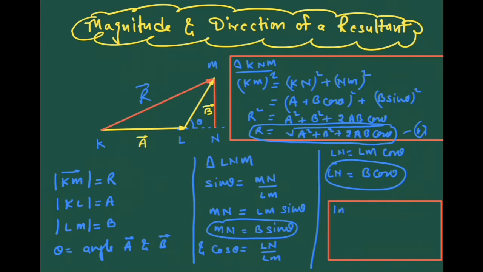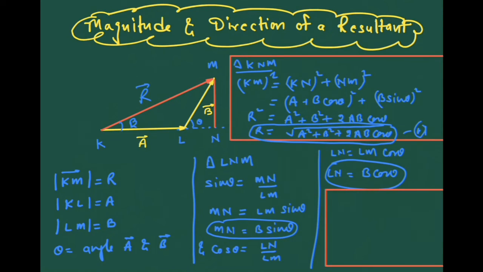Now direction. In triangle LNM, tan theta... for direction, let it make angle beta with the vector A. So in triangle KNM, tan beta is equal to MN upon KN.